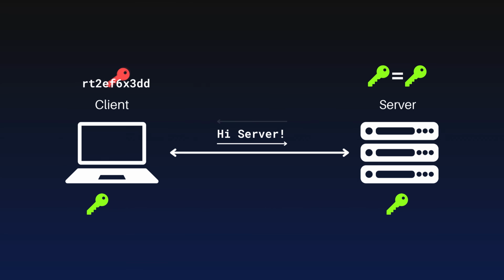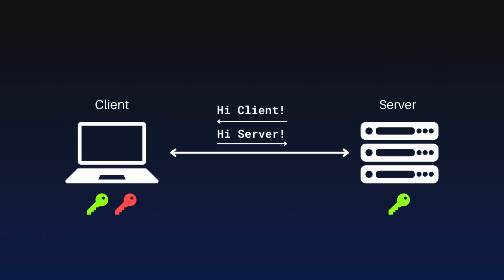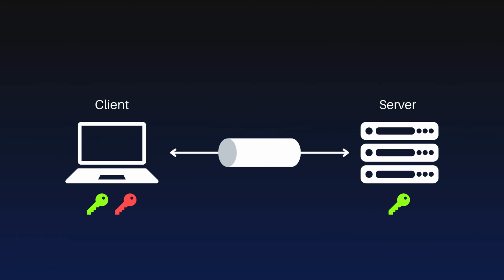The client uses its private key to decrypt the challenge sent by the server. The decrypted message is sent back to the server as a response. The server uses the public key to verify the response. If the response matches the expected value, the server authenticates the client. Once authenticated, a secure, encrypted SSH session is established between the client and the server.